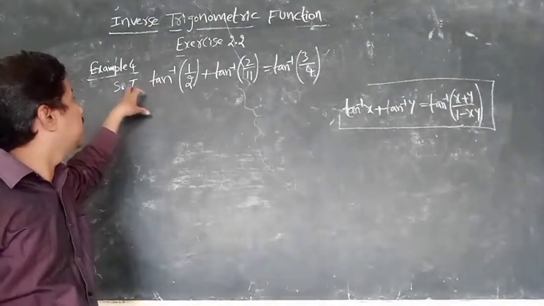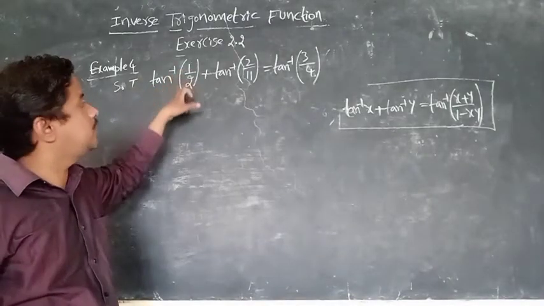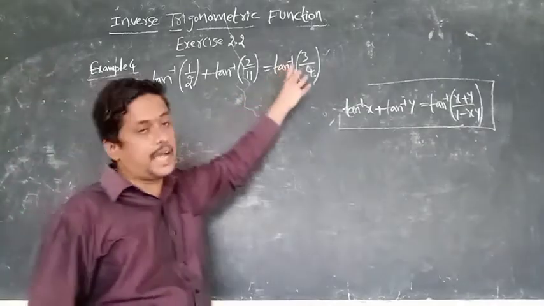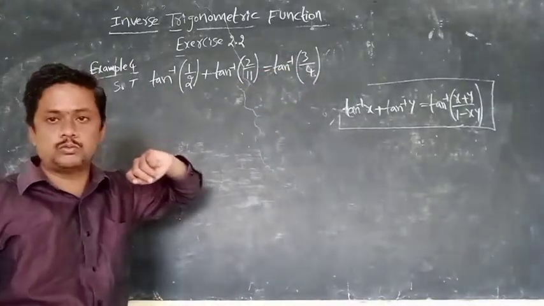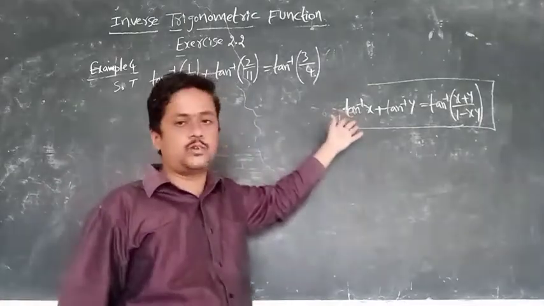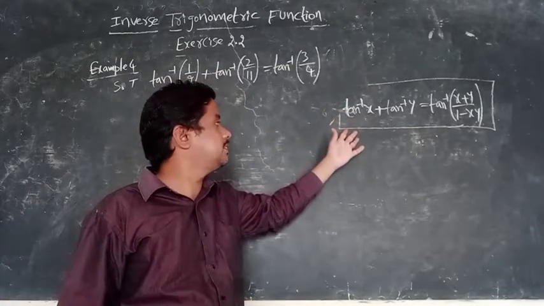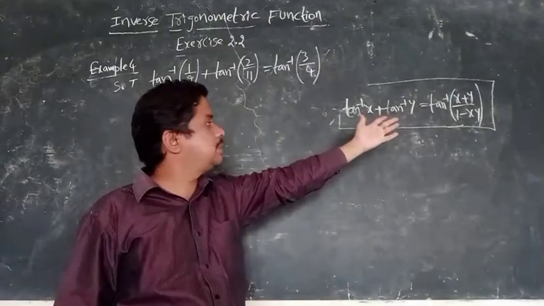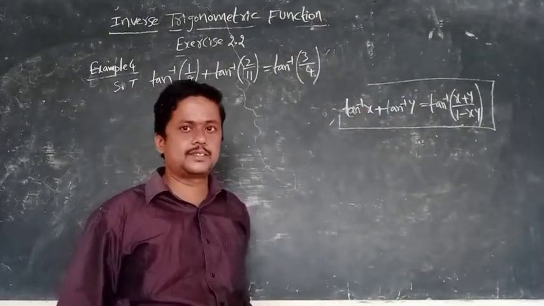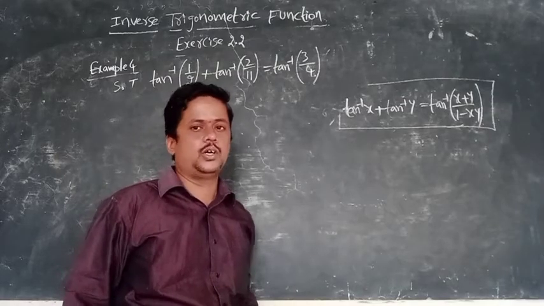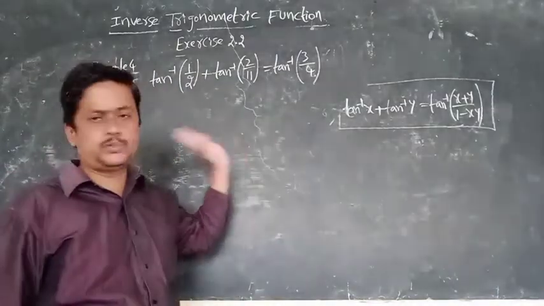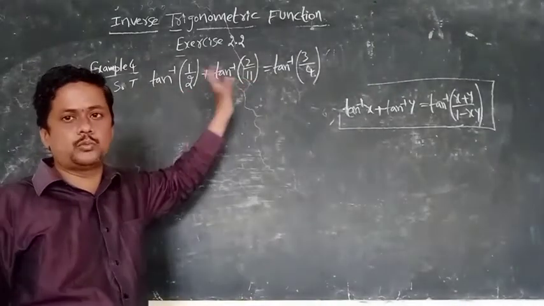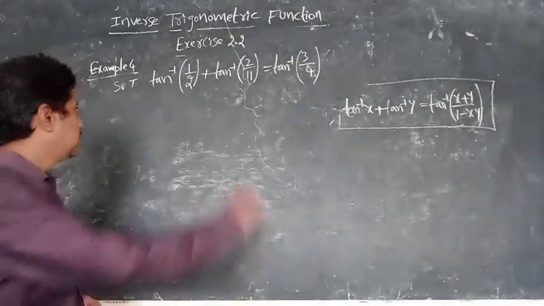Example 4. Prove that tan inverse 1 by 2 plus tan inverse 2 by 11 is equal to tan inverse 3 by 4. Same procedure, same formula I have to follow. What is that formula? Tan inverse x plus tan inverse y is equal to tan inverse of (x plus y) divided by (1 minus xy). Here x is 1 by 2 and y is 2 by 11. So let us take the LHS.